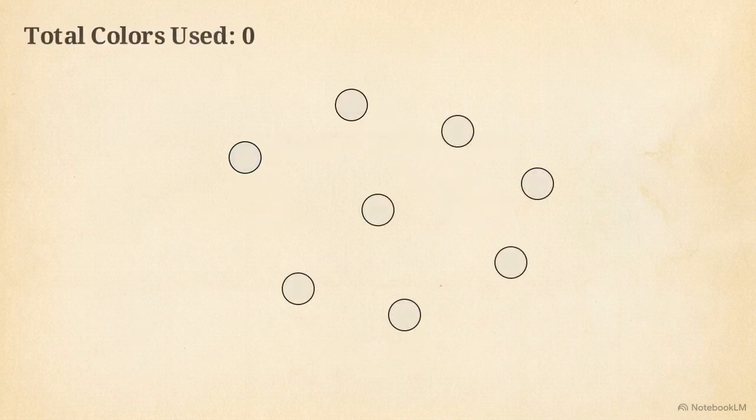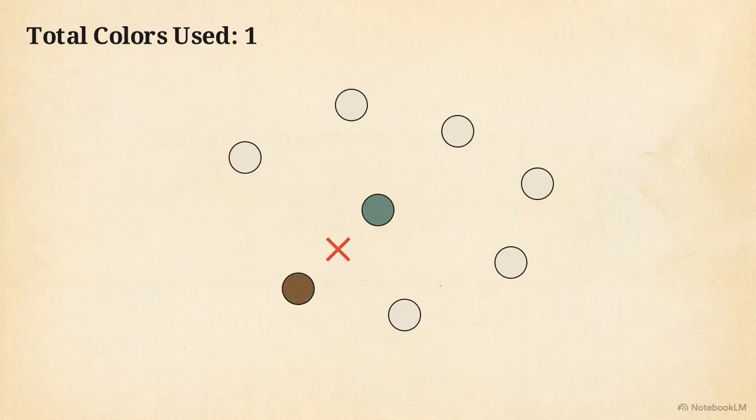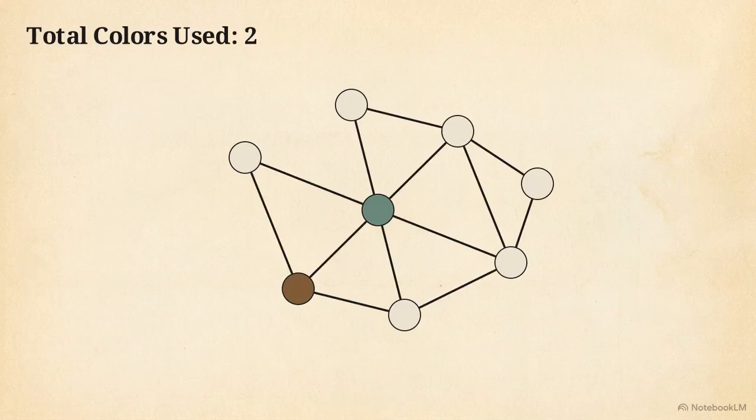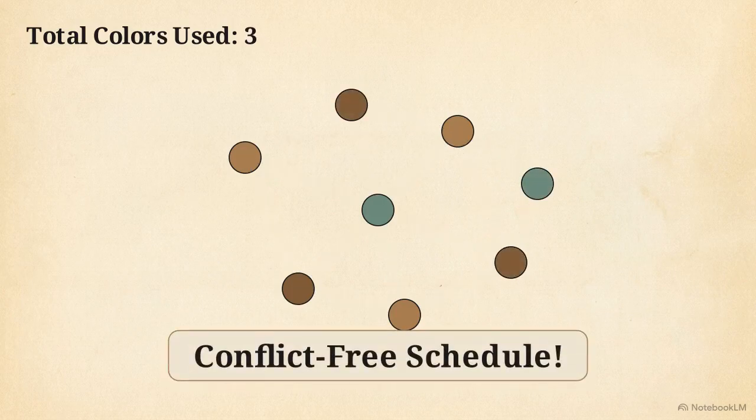Finally, we introduce colors to represent our available time slots. Our ultimate objective is to color every single vertex on the graph using the absolute minimum number of colors. The rule is that no two connected nodes can share the same color. Achieve that, and you've guaranteed a conflict-free exam schedule.